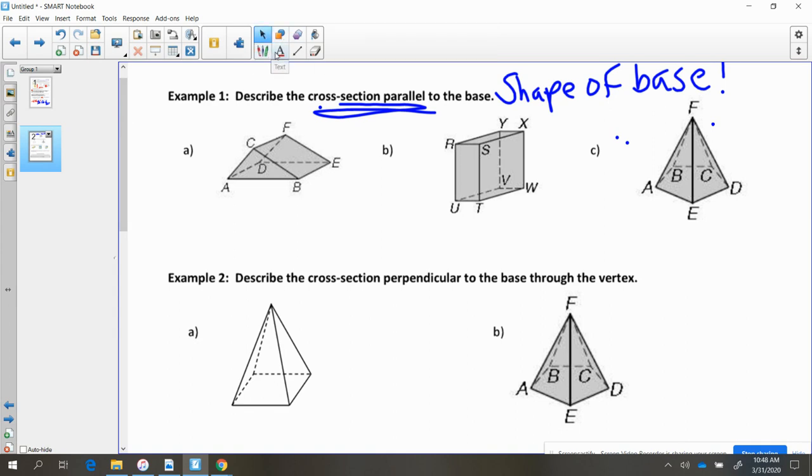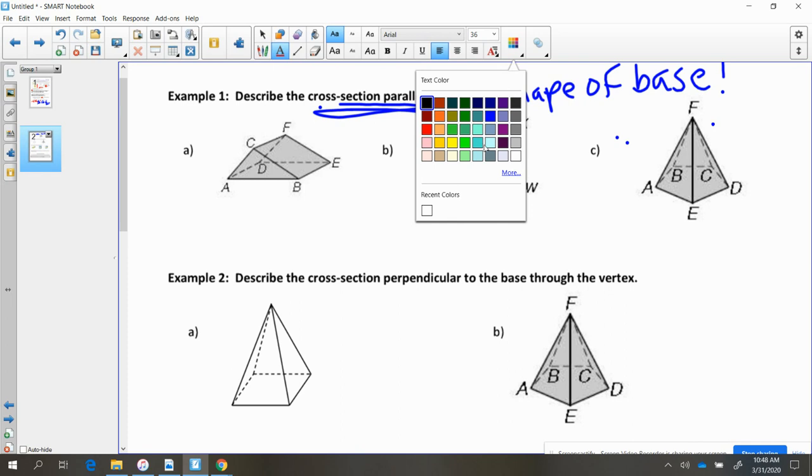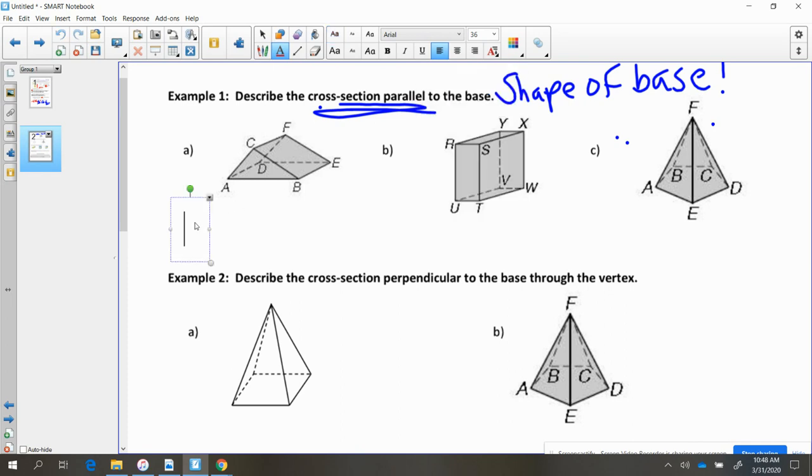All right, so to check your work here, what we're looking for are the shapes at the base. This first one, notice we have a triangular prism. So if it's a triangular prism, notice our triangle bases here and here. That means our parallel cross sections have to be triangles.